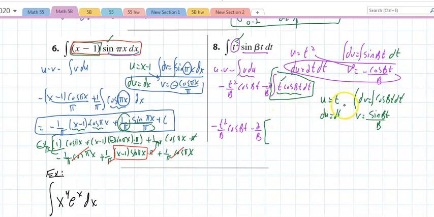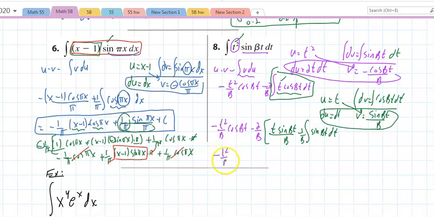This integral is going to yield u times v minus the integral of v du. That would be, I'm going to take the 1 over beta out, the sine of beta t dt. And I notice that now I can integrate. This is negative t squared over beta, cosine of beta t. And this is negative twice t, the sine of beta t over beta squared.